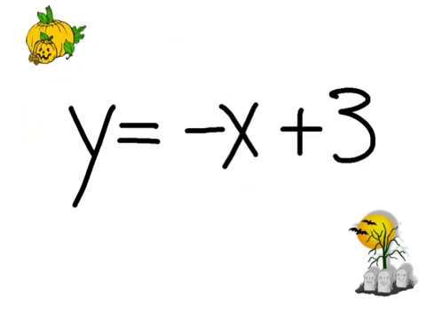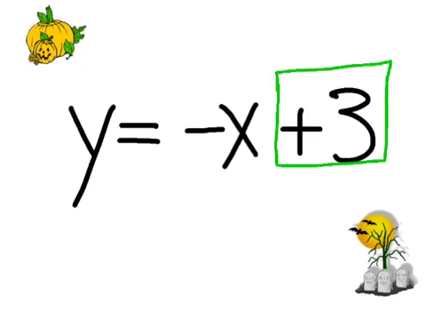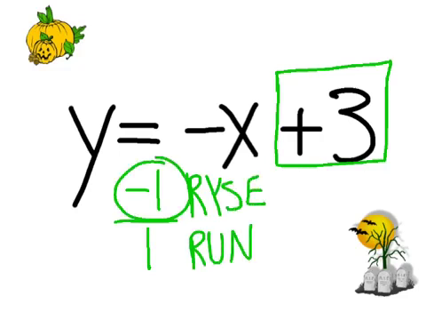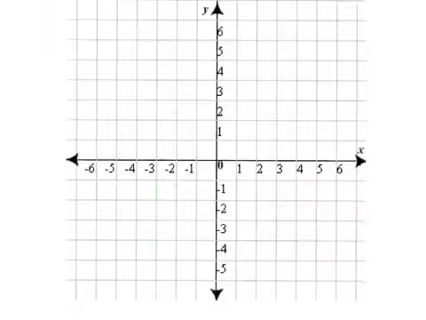Let's try another example. Alright, example number 4. Y is equal to negative x plus 3. This is where we start on our y-axis. Right here we have a negative x. What number is in front of the x? A negative 1. Remember, we put that over 1. This is our rise, and this is our run. This is how far we're going to move on the y-axis. This is how far we're going to move on the x-axis.